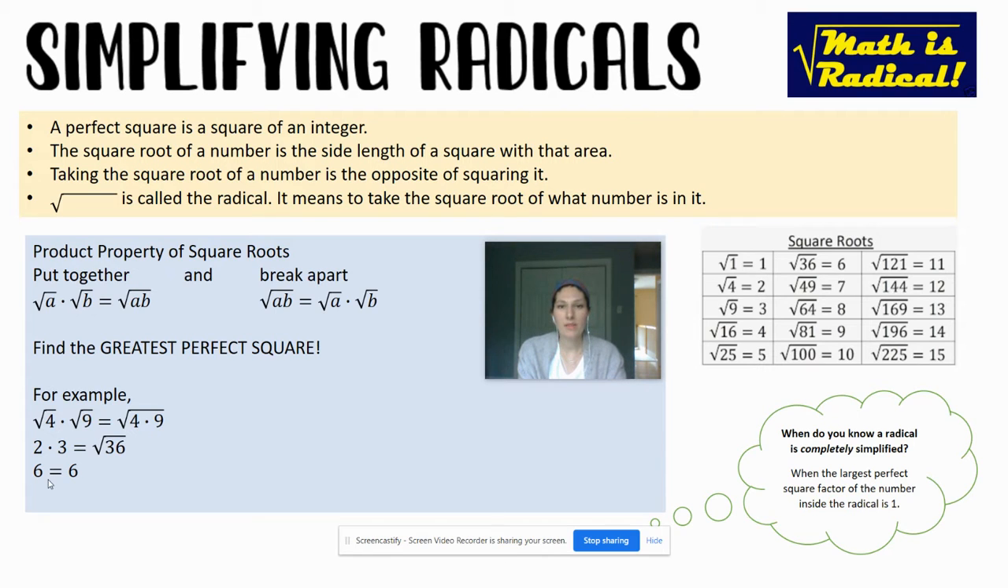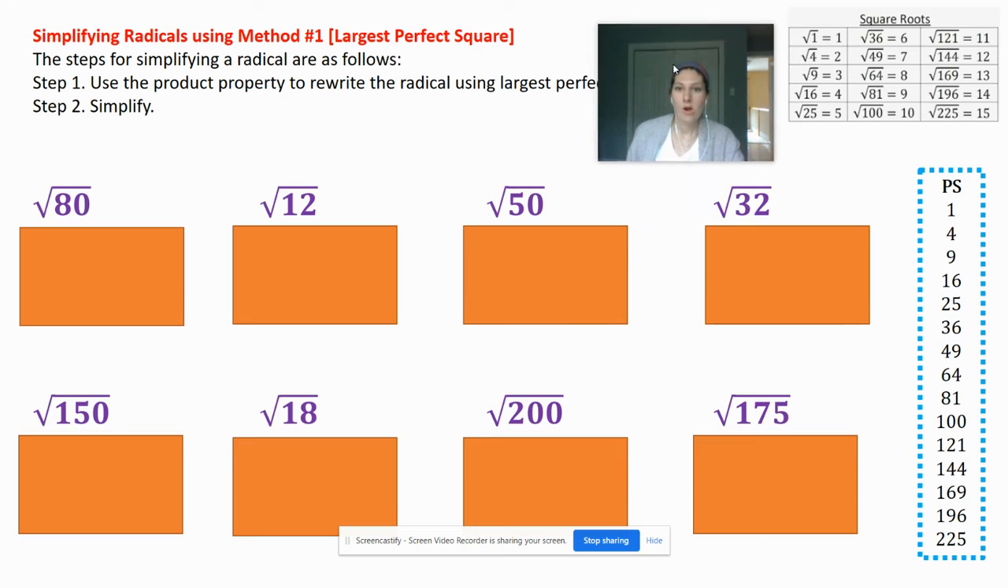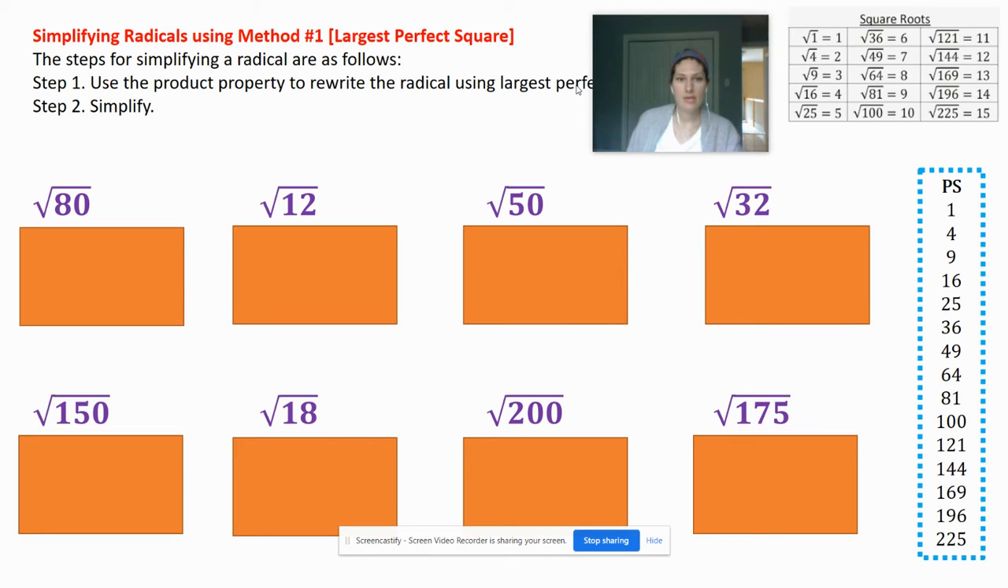When you look at the number in the radical, if the only perfect square factor, the only perfect square that goes into that number, is 1, then you have a simplified radical. But if you look at your number and 4 could go in, or 9, or 16, or 25, you need to keep going. We're going to do a bunch of practice. If you want to do the first two with me, you can pause the video and try the others on your own. If you feel like you need to watch me do a bunch of these, then watch.